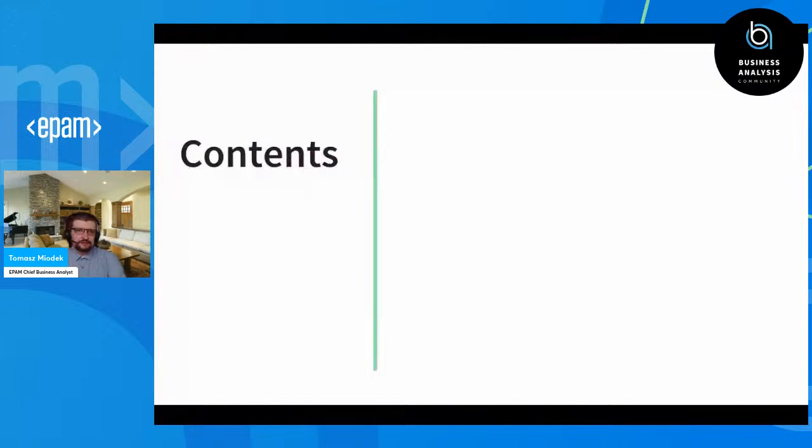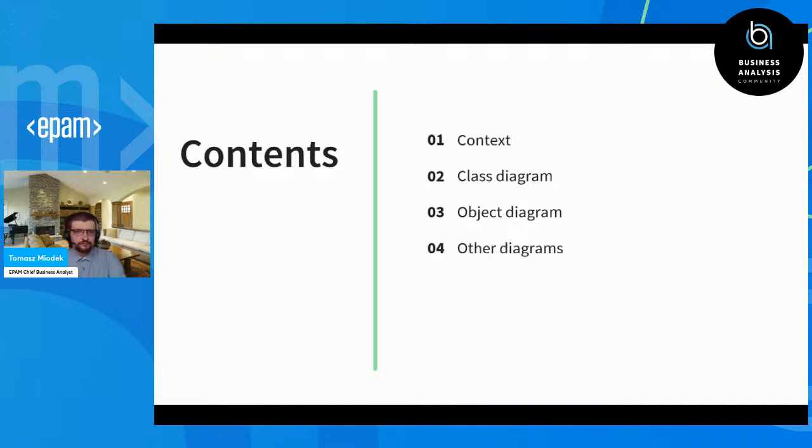So the content of today's webinar will be: first, I'll talk about the context of my presentation. Then I'll show you some class diagrams and examples of how UML can be utilized to present the so-called domain. Then I'll be showing you a bit of object diagrams and where they can be very useful. Finally, I'll touch on some other diagrams, and we will conclude this session with a short Q&A. So let's jump in.